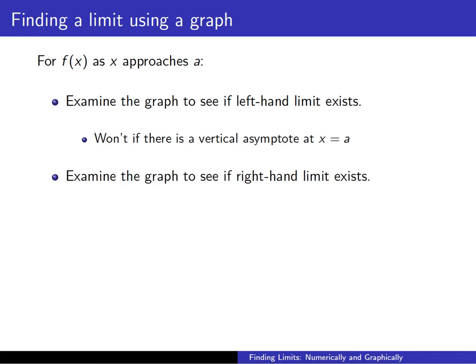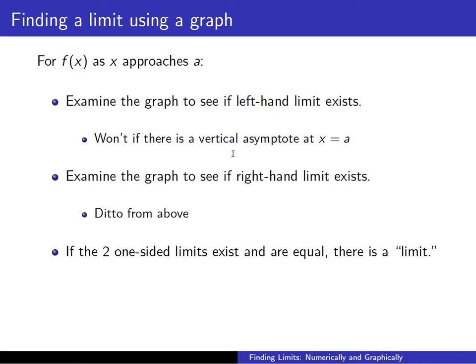Also examine the graph to see if the right-hand limit exists, and ditto for the vertical asymptotes there. Again, with vertical asymptotes, if there's one from the left, it's automatically going to have the same behavior from the right, that value not existing. So if the two one-sided limits exist and are equal to each other, then we say there is a limit. If the left-hand limit and the right-hand limit exist and they're equal to each other, then we say that there is a limit.